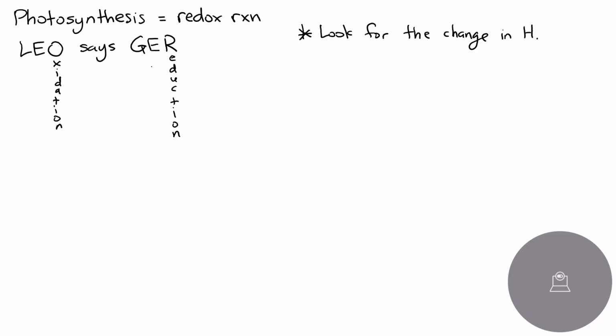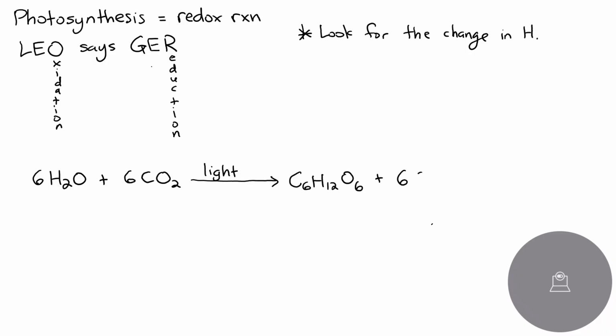And so let's actually write out that chemical equation. It's 6H2O. You're going to see why I start off with H2O. 6CO2, and you're also going to see why I am using the balanced chemical equation. We have light, and then forming glucose, and 6 oxygen molecules.